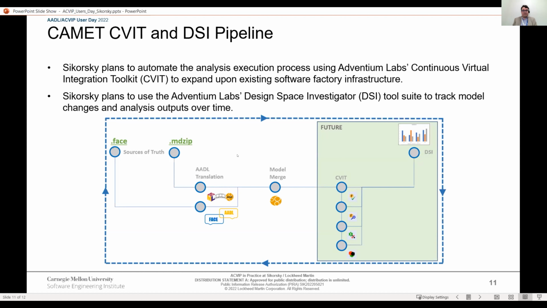Coupled with the use of that CVIT, we plan to use this design space investigator to track model changes and analysis outputs over time. The design space investigator is also used for design trade-off analysis, so we can use it to compare two different versions of the model. Going back to virtual integration, there's commonly not one solution to a problem. So we could come up with multiple solutions, run them through this automated system and compare the output data in this design space investigator.